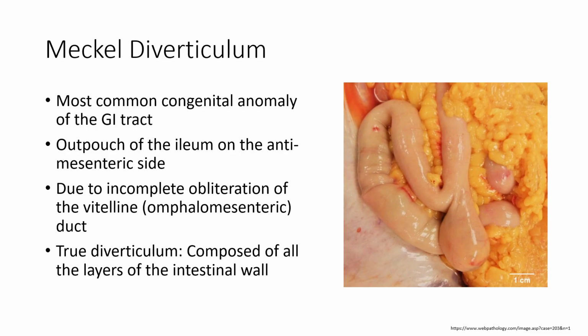This is as opposed to Zenker diverticulum, which is a false diverticulum, and we discussed it in the esophageal lecture, where we said that the Zenker diverticulum occurs as a result of herniation of the mucosa. In Meckel diverticulum, however, it is a true diverticulum, and the wall is composed of all the layers of the intestinal wall. So it includes the mucosa, submucosa, muscularis propria, and serosa.